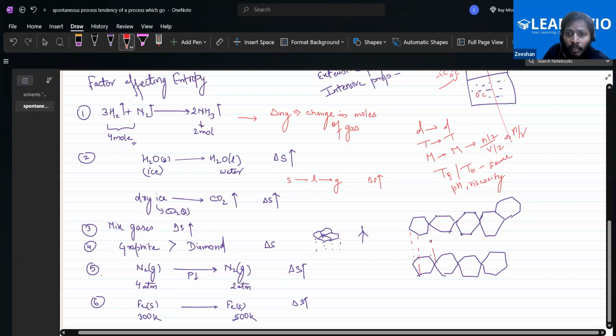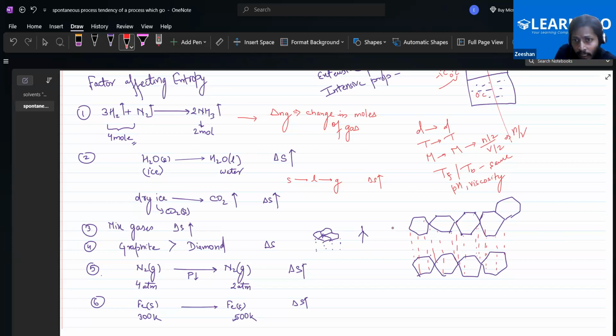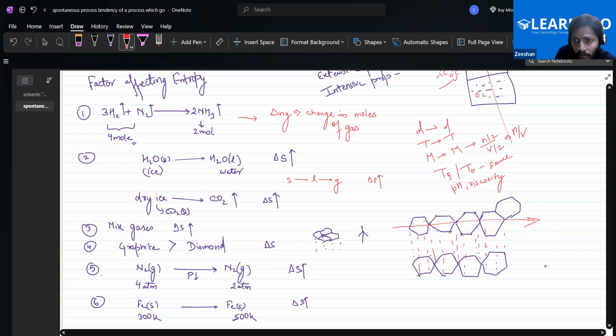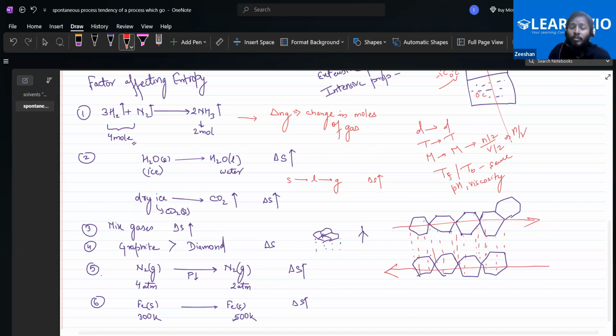Anybody heard this term earlier? Van der Waals forces. I think you may have heard that these sheets of carbon structures are bonded together by van der Waals forces, which are very weak forces. So what happens is that these sheets of carbon slide over each other like this. We have many hexagonal shaped carbons here and many hexagonal shaped carbons there, and they slide over each other like this.